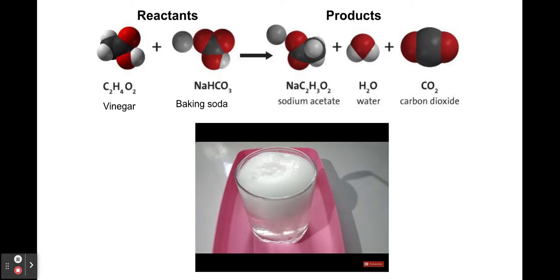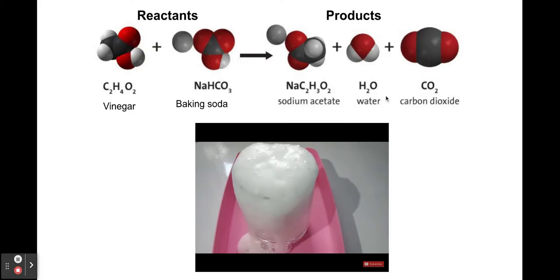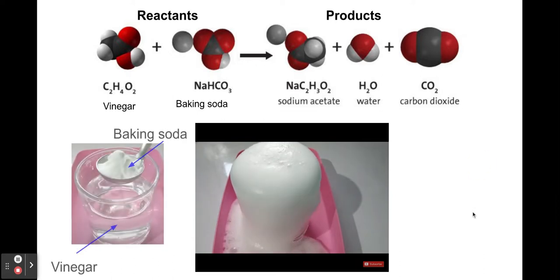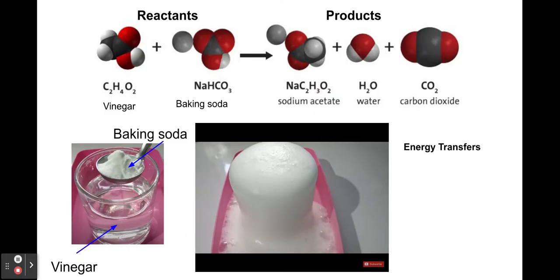When they mix together, a violent chemical reaction happens, and all of these bubbles and this foam is produced. And that is evidence that our original molecules are being transformed into a new set of molecules. So, how can we apply our second law of thermodynamics? Here are the energy transfers that we see.